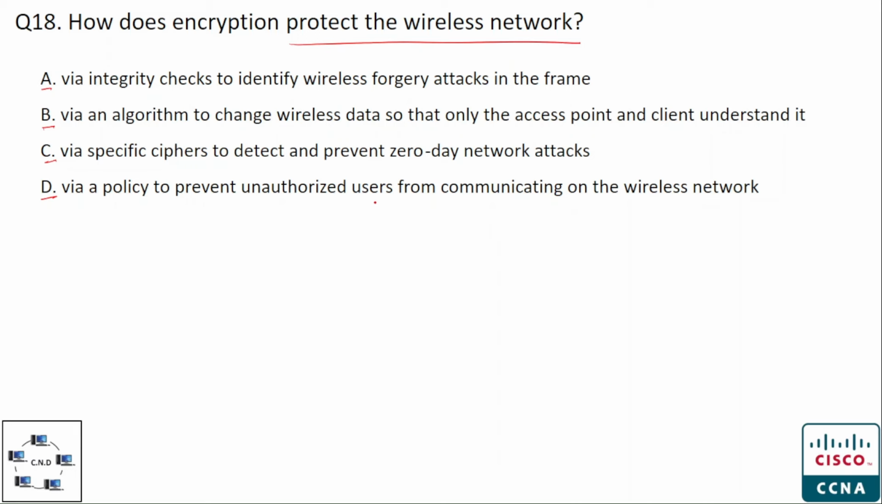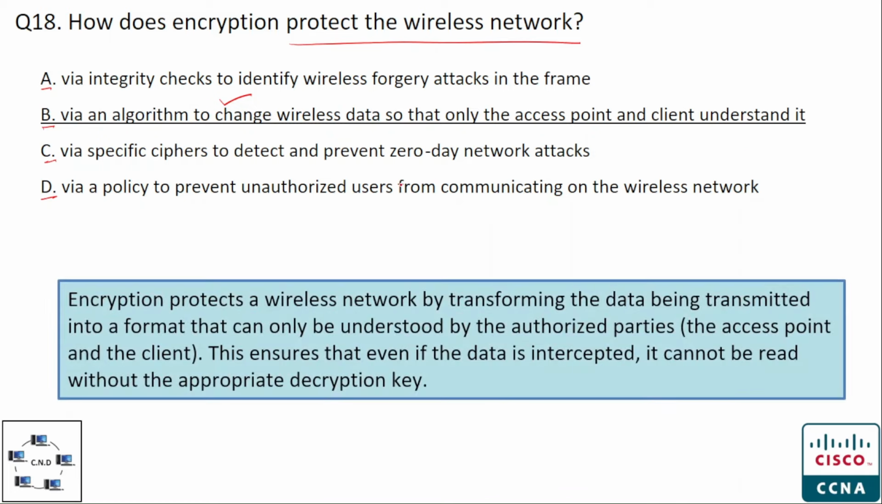And the correct option is option B, that is via an algorithm to change wireless data so that only the access point and client understand it. So encryption protects a wireless network by transforming the data being transmitted into a format that can only be understood by the authorized parties, which are the access point and the client. This ensures that even if the data is intercepted, it cannot be read without the appropriate decryption key.